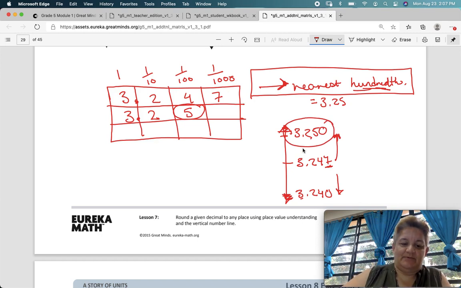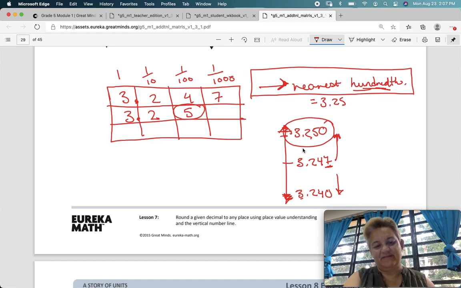Rounding, rounding, rounding. It's a little tricky, okay, especially now that we're using decimals. Previously you've rounded, but always with whole numbers. Maybe you rounded from ones to tens, or tens to hundreds, or hundreds to thousands. But now we're doing the same thing to the right of the decimal. Okay, thousandths to hundredths, hundredths to tenths, tenths to ones.